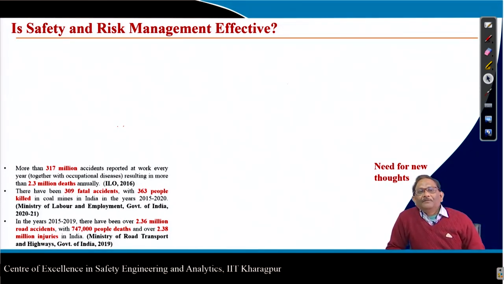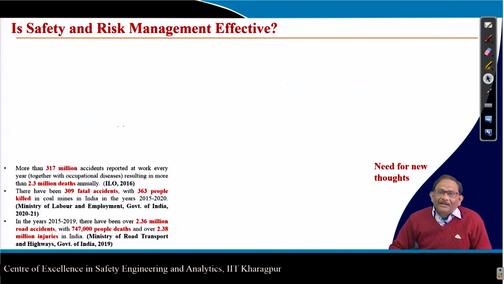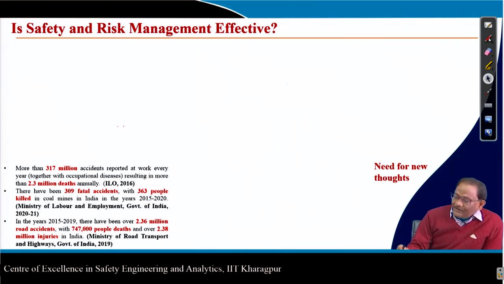Now, these things are happening, and I told you that the safety management system is in place. But even then, if we look into the major accident or incident statistics across the world, you will find that the statistics are not favorable enough to say that we have done enough so that the people at work are safe and occupationally healthier. If you see some statistics, worldwide, ILO 2016 reports that more than 317 million accidents are reported at work every year, with 2.3 million deaths annually.